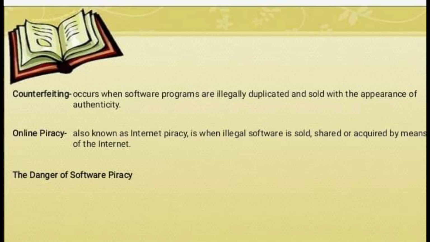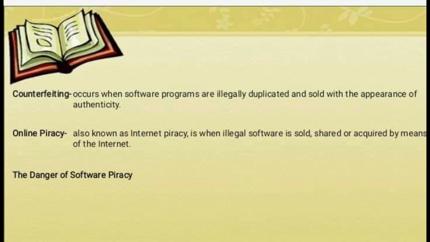Counterfeiting occurs when software programs are illegally duplicated and sold with the appearance of authenticity. This is usually sold at a discounted price in comparison to the legitimate software.